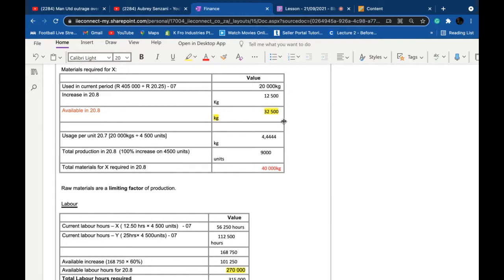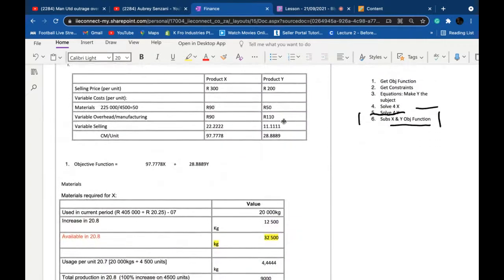Same principle with labor. How many hours of labor do we need? 100 hours. How much do we have available? 270. There's no constraint there, so we continue. Usually you'll find at least two constraints in a question, so that you can build two simultaneous equations. Make sense? So that's step number 2.